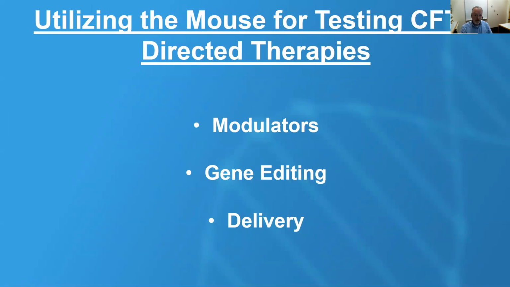In conclusion, I hope I have provided you with an overview of how the mouse can be used to test CFTR-directed therapies when it comes to these three main topics: CFTR modulators, gene editing, and delivery.